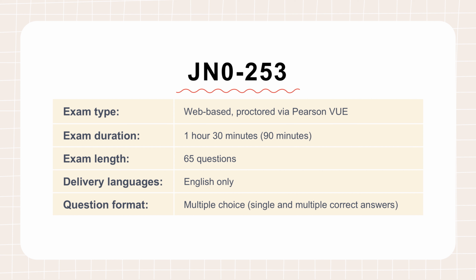Just for context, that JN0-253 exam is typically web-based, Pearson VUE proctored, about 90 minutes. They have 65 multiple choice questions, some single answer, some multiple, and it's only in English. So while we're not doing exam prep, that format gives us a really distilled set of concepts to dive into, very focused. We're going to dig into these insights, turn these technical details into knowledge you can actually use. You'll probably discover some quite clever things the Mist platform does, and hopefully you'll walk away feeling like you've got a much better handle on it. Let's jump in.